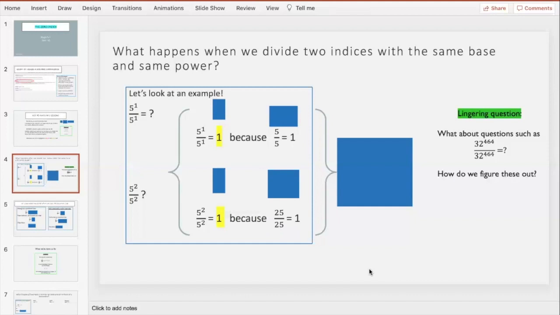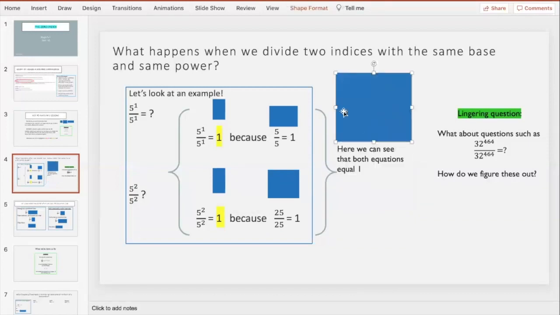So what does this all mean? Or can you girls see a pattern that's happening here? That if you have the same number on the numerator and the denominator, you get 1. Yeah, so very, very close. If you've got the same number on the numerator and denominator, and you also need the same power on both of those. So here we can see that both equations equal 1.